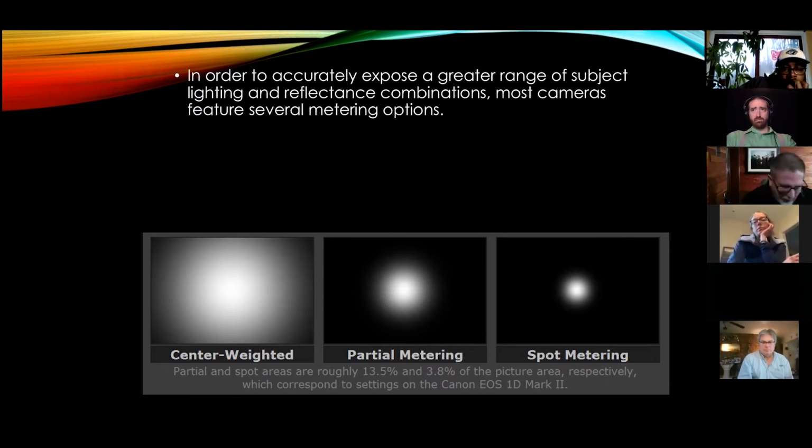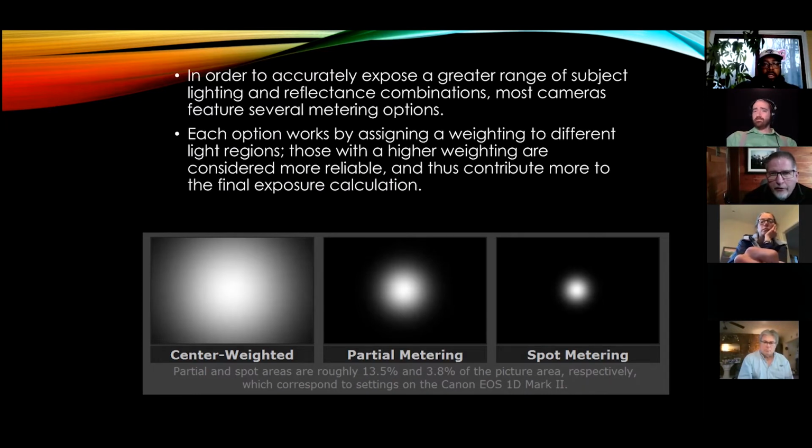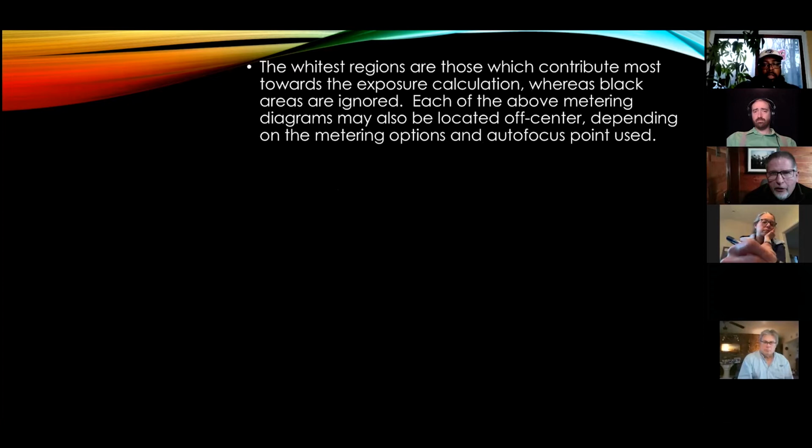metering options, because there are times when center weighted is going to give you a very poor result with your image. And spot metering, on the other hand, although more accurate, is a much smaller metering zone, and may in fact give you just as bad of a result depending on the scene that you're shooting. So we need to understand that a little bit, and we're going to get into that.